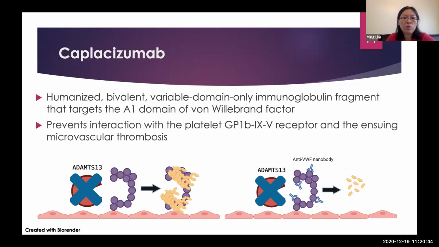So if we were to move on to eculizumab, I believe most of us are familiar with it, but for those of you who are not, it is a humanized variable domain-only immunoglobulin fragment that targets the A1 domain of von Willebrand factor. So if you recall, when you don't have ADAMTS13, your ultra large von Willebrand factor then binds to a lot of platelets via the platelet GP1B receptor. But the presence of eculizumab binds to this receptor, and so the ultra large von Willebrand factors are not binding to platelets, and the platelets can freely circulate.